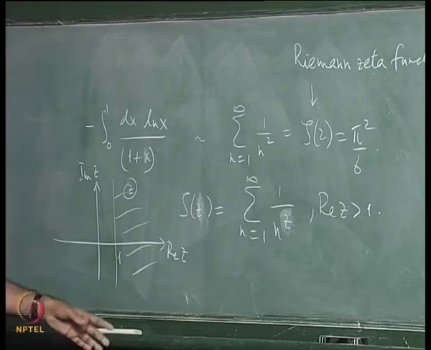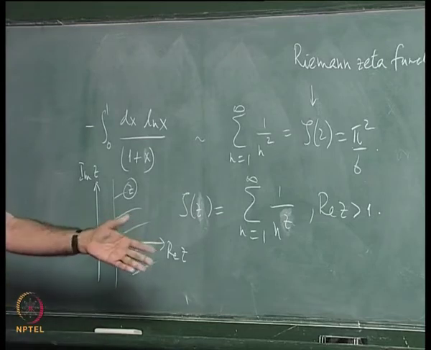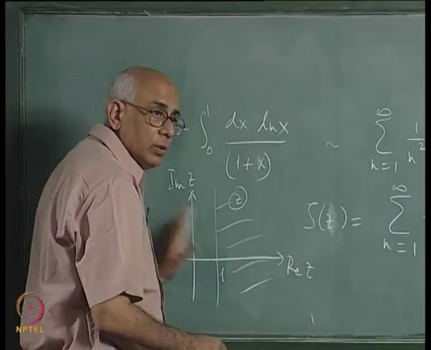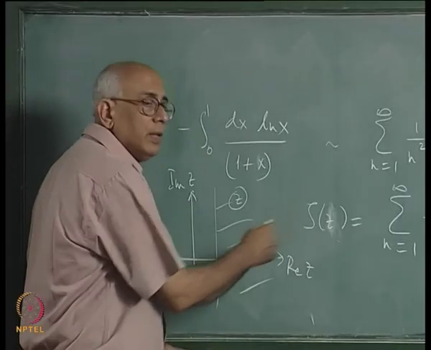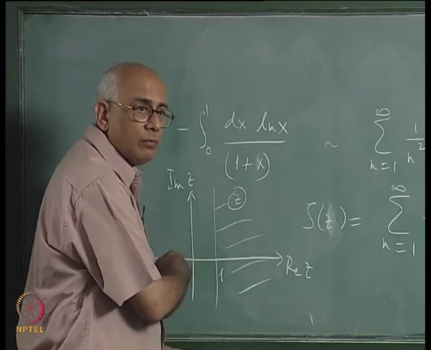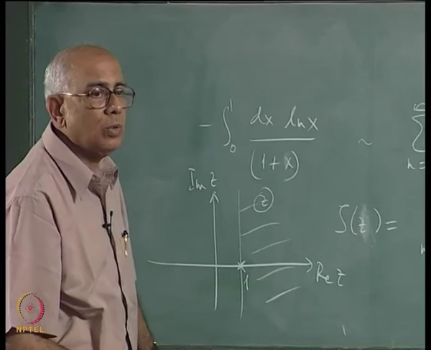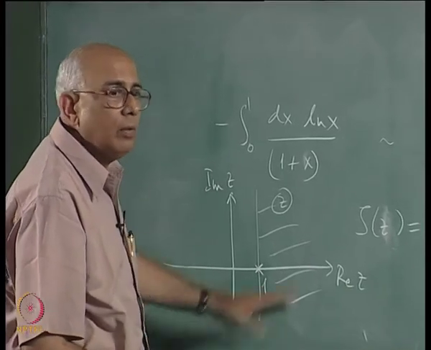It stops converging when z is equal to 1. In fact, that series does not make sense anywhere on this line or to the left of it, but it turns out this function has meaning even to the left of it. It has a singularity at z equal to 1, it has a simple pole with residue equal to 1, and everywhere else it is analytic.